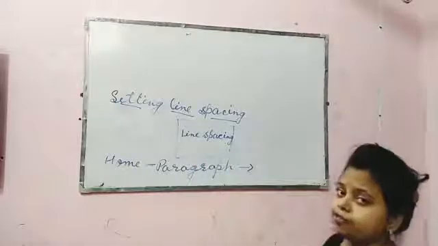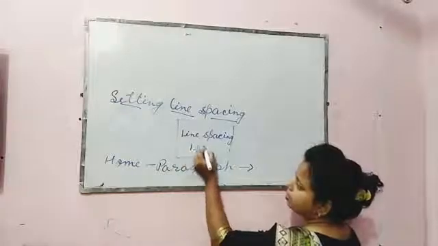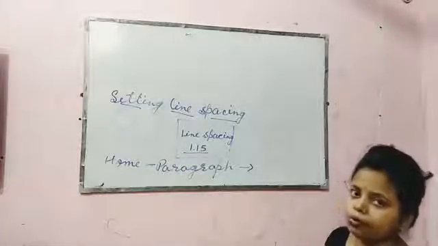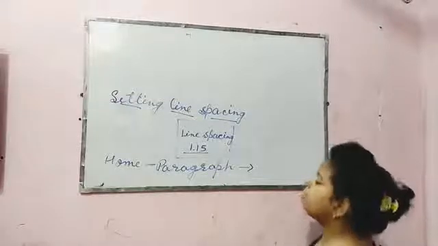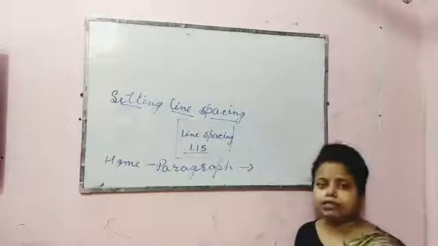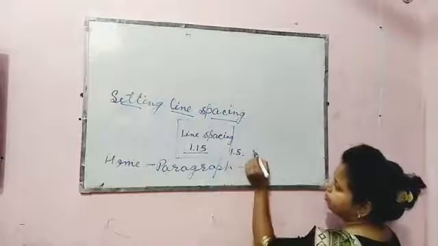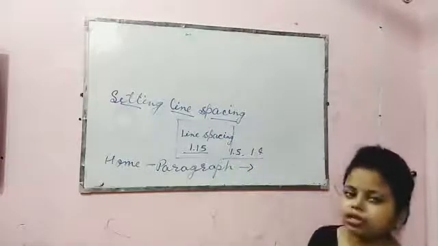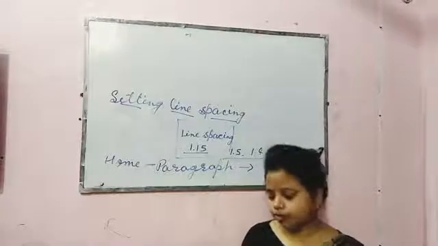And how many times have I revised this with you? By default, line spacing is 1.15. I have told you this once. So the default line spacing is 1.15, but you can change it according to you. You can change it to 1.5, 1.4, as you want. How much line spacing you want, you can change it according to you.